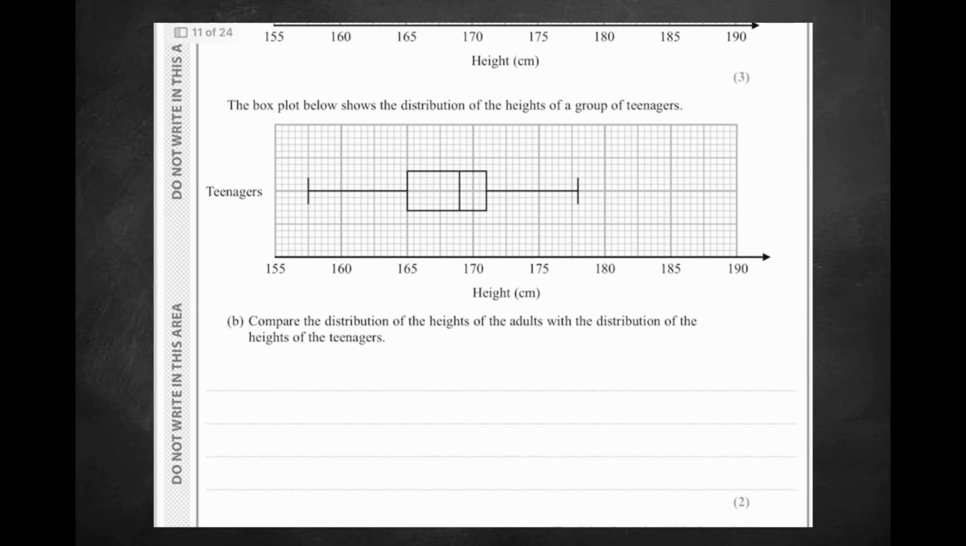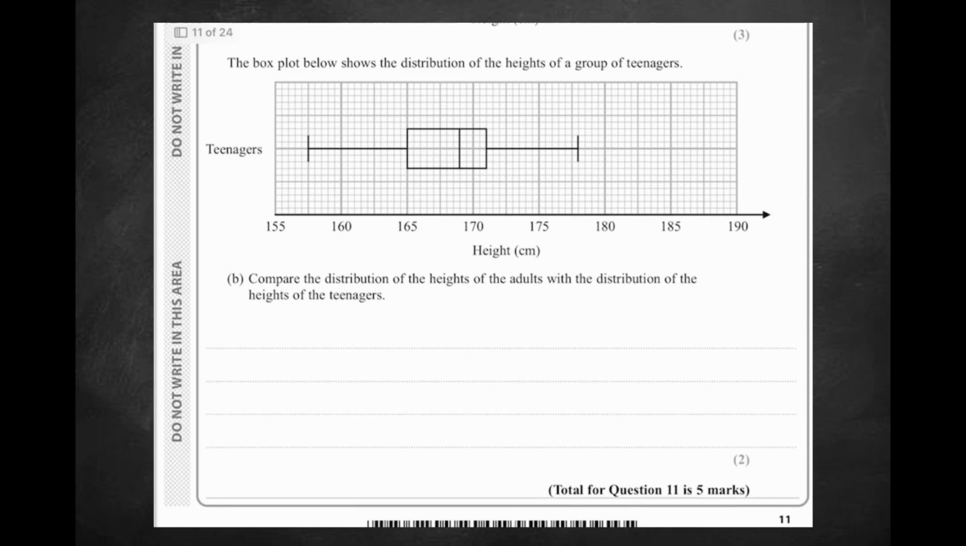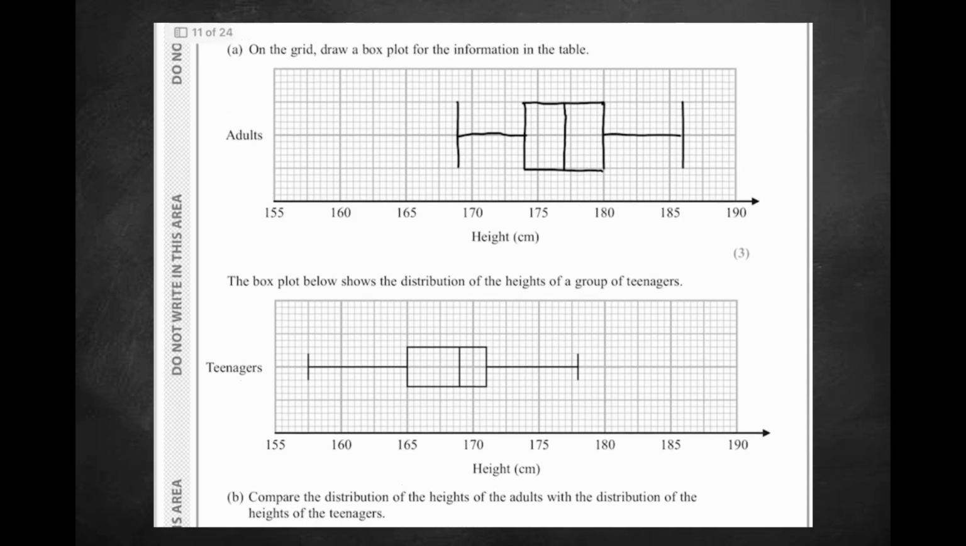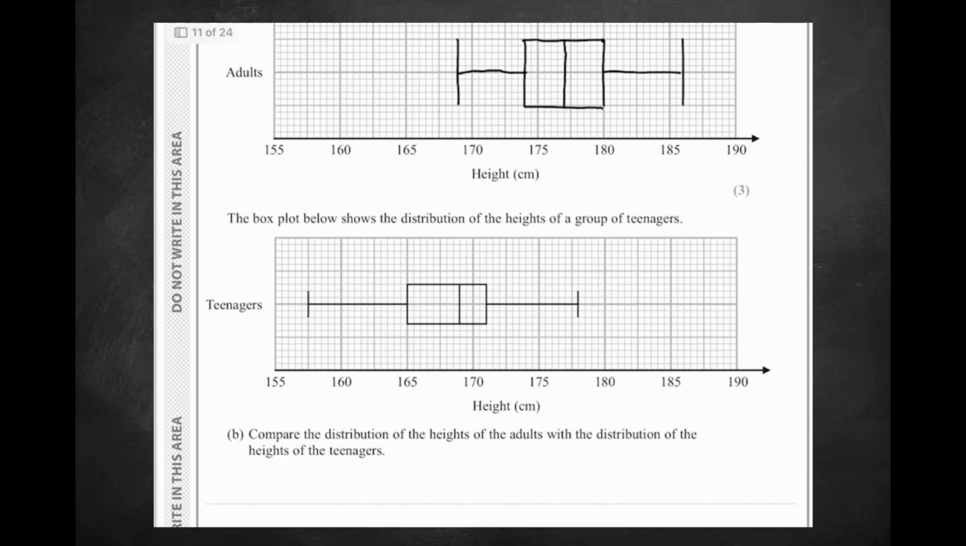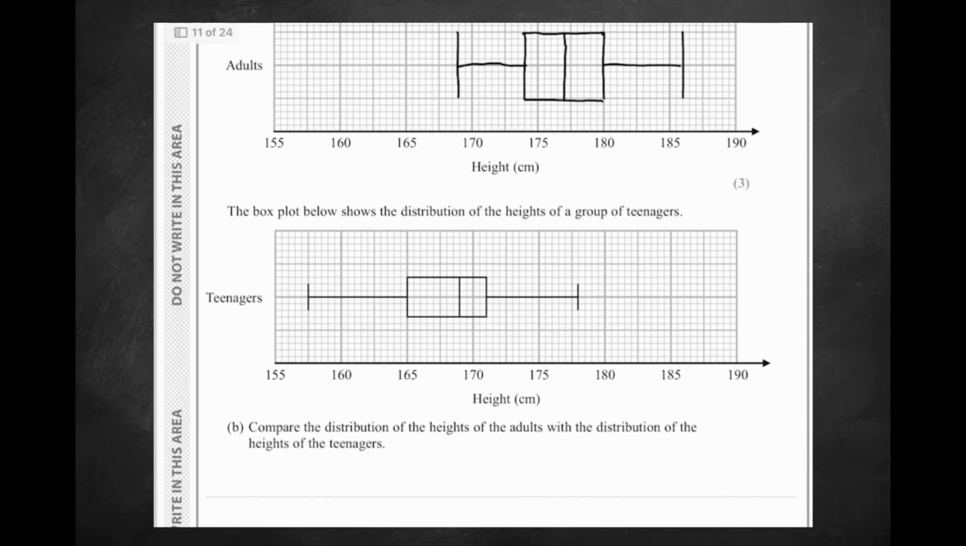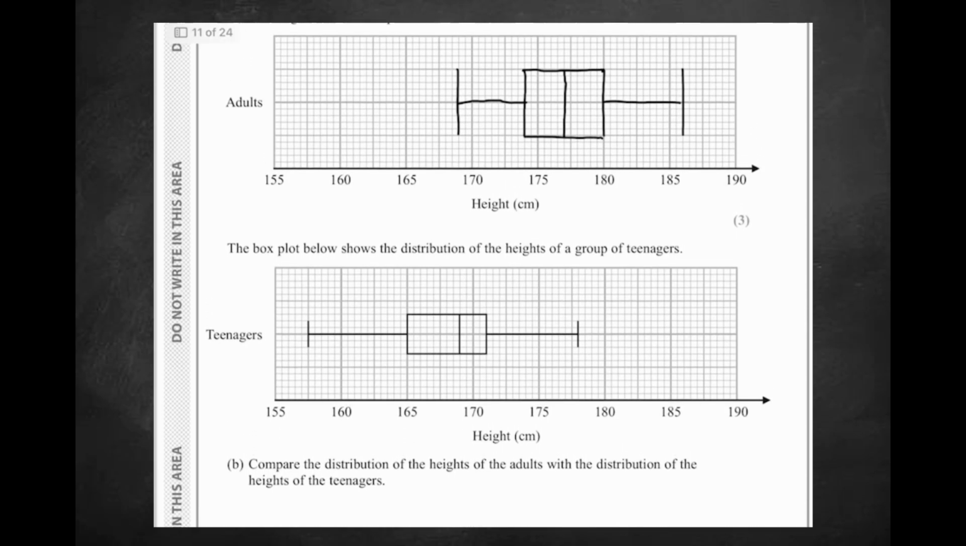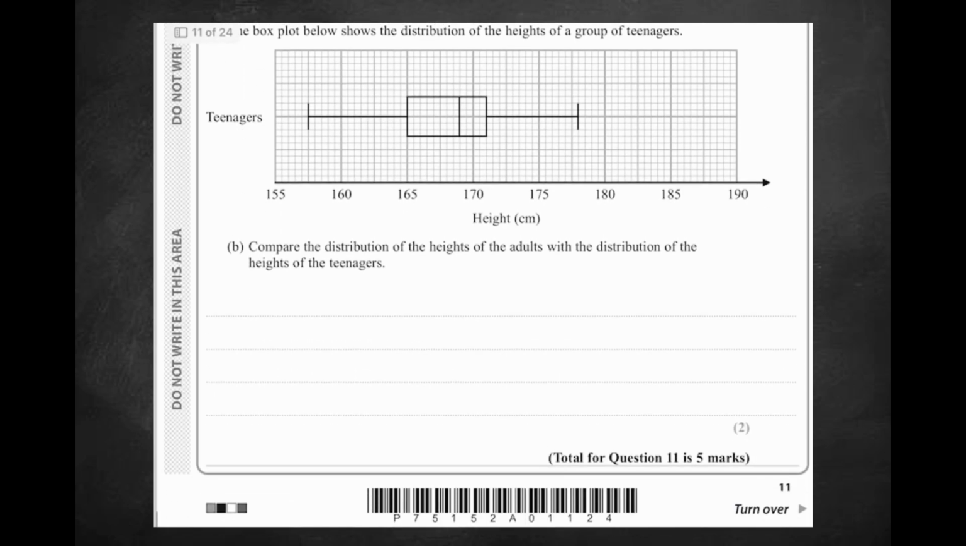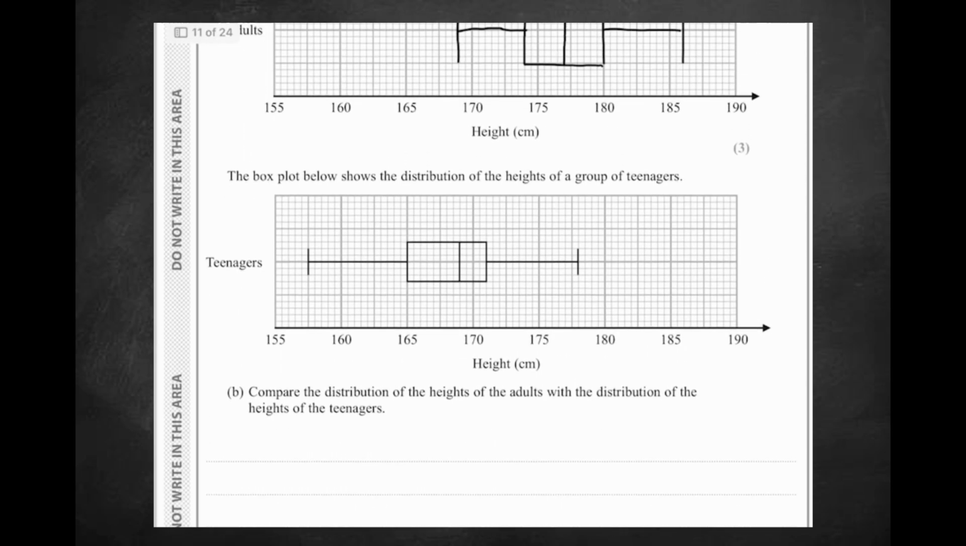The box plot below shows the distribution of the heights of a group of teenagers. Compare the distribution of the heights of the adults with the distribution of the heights of the teenagers. So we can say the median is higher for adults. We'll say the interquartile range is, what have we got in the top one? 174 to 180, so 6. It's the same in the other one. And it's 2 marks, so that would probably do for our comparison.